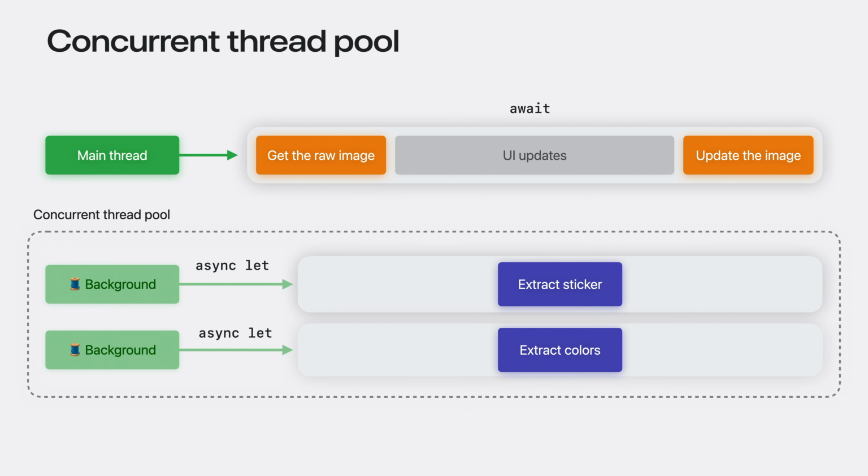Now, the concurrent thread pool, which manages all of the background threads, will schedule these two tasks to start on two different background threads at once. This allows me to take advantage of multiple cores on my phone.